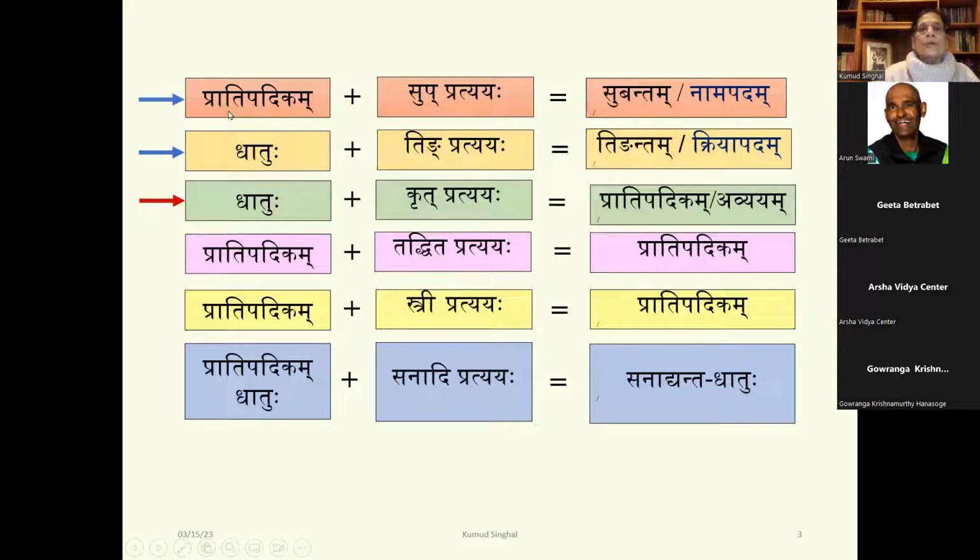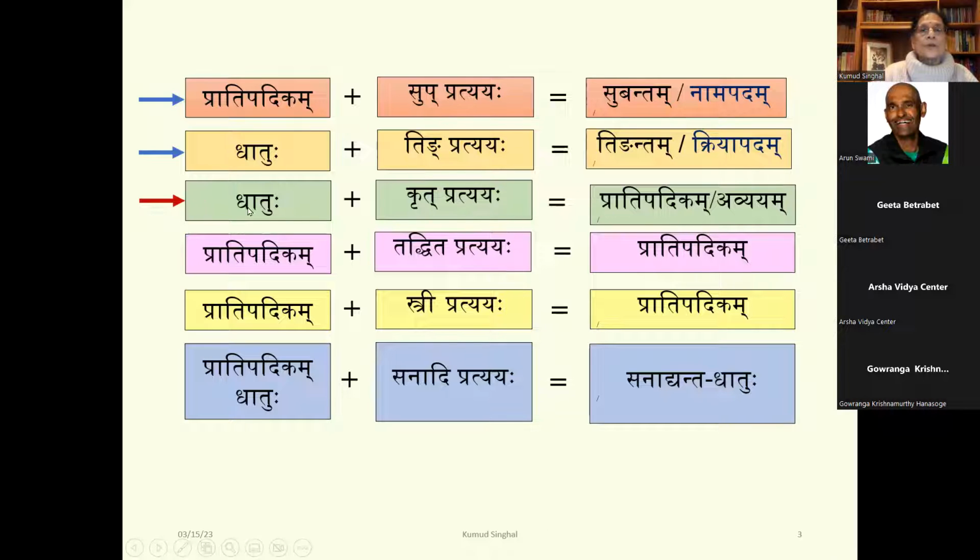So we have studied that a pratipadikam plus sup results in a subantam, sup plus antam, where pa becomes ba. All the words which end in sup pratyayas are called subantam or namapadam. And then to a dhatu, if you add a ting pratyaya, you get a tigantam. The verbs which end in ting pratyayas are called tigantam or kriyapadam.